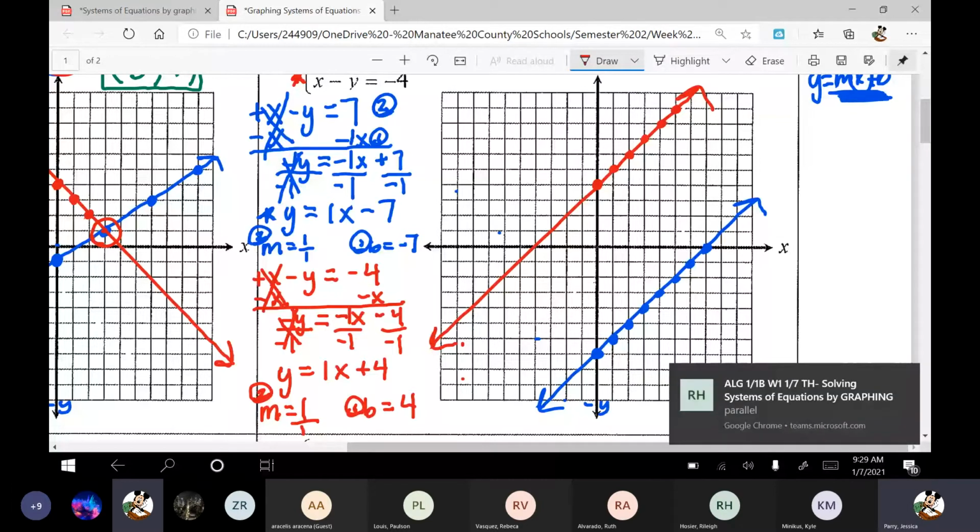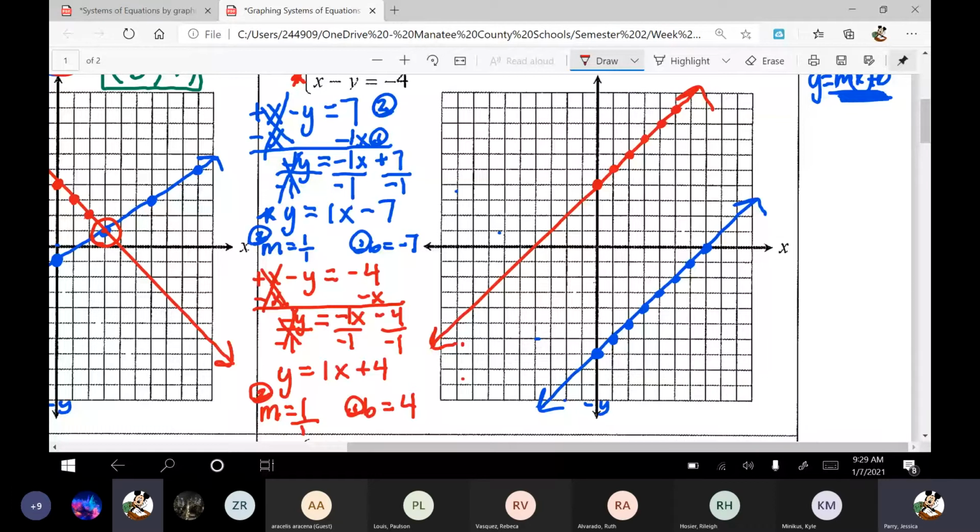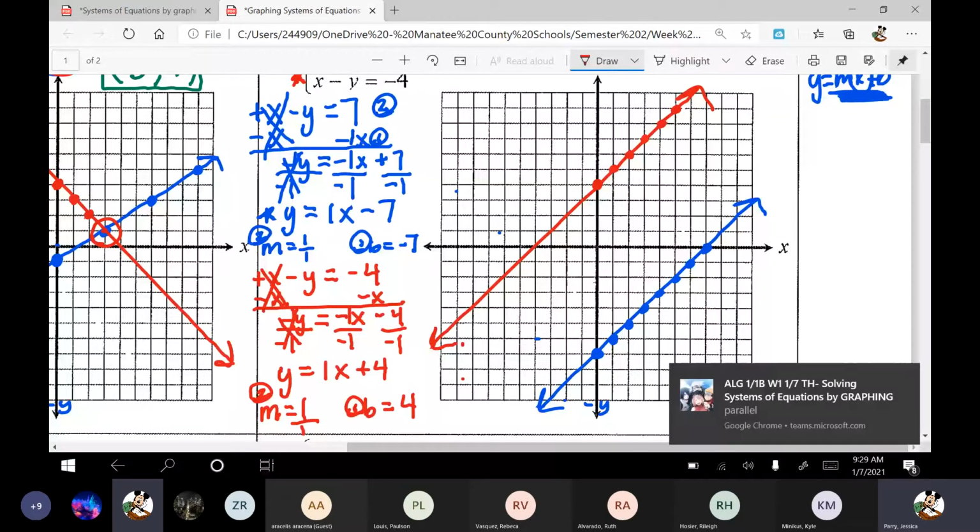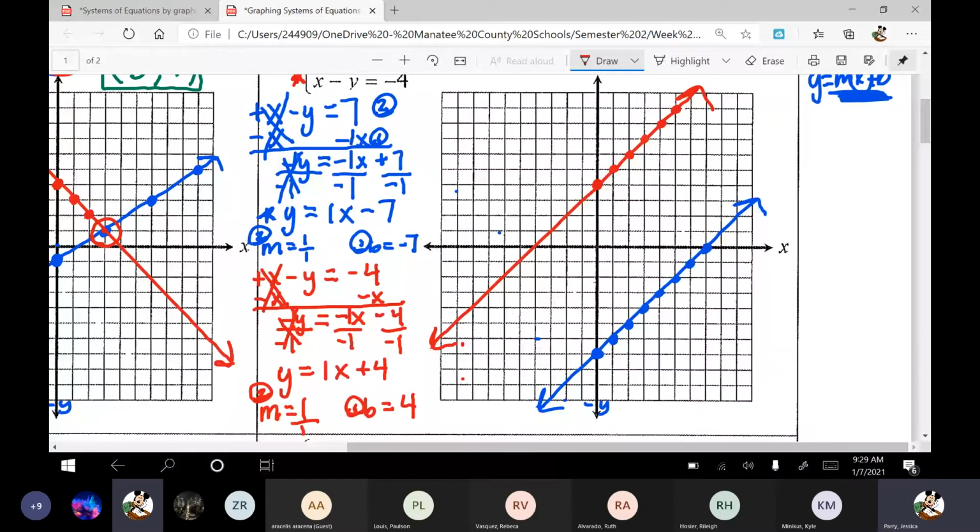Awesome. I see lots of people said parallel, and that is correct. So if they are parallel, do I have one solution, no solution, or infinite solutions? Write that in the chat.